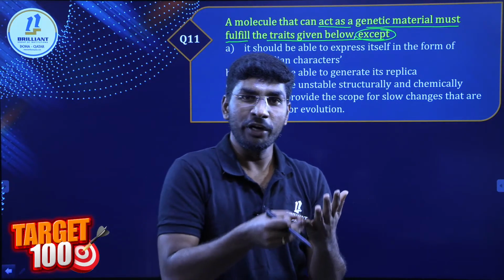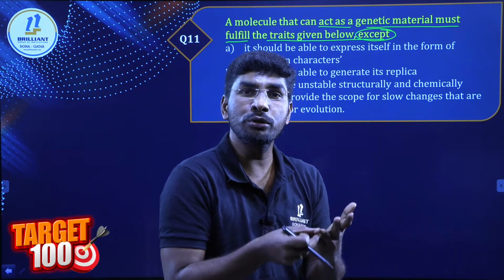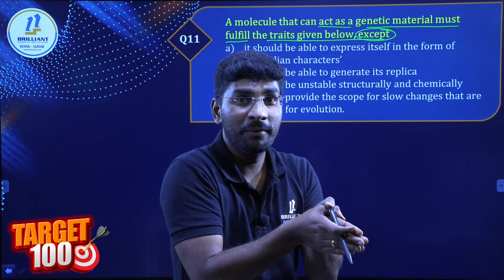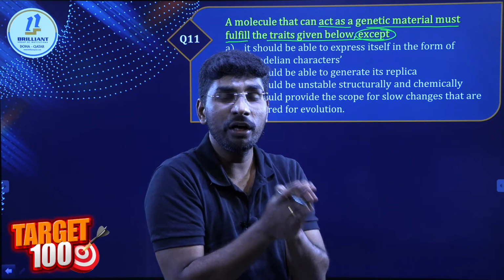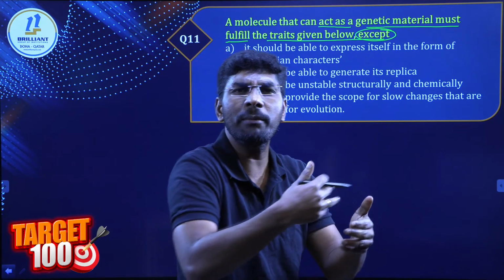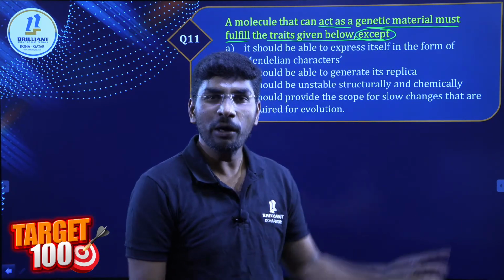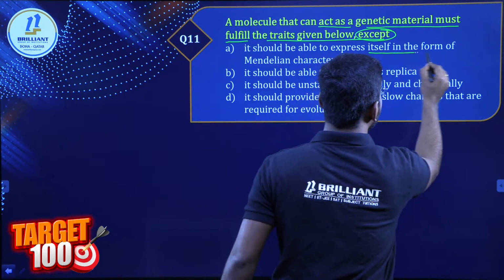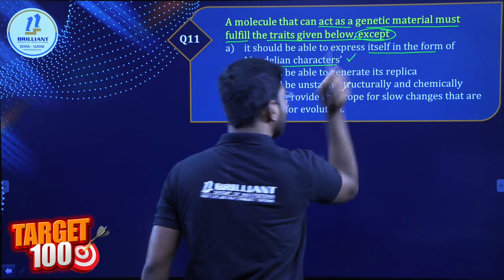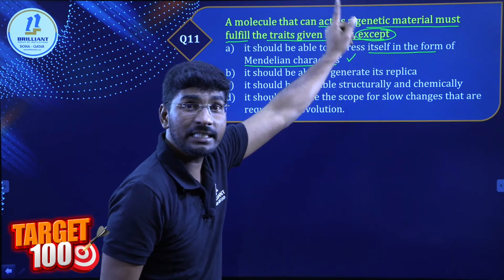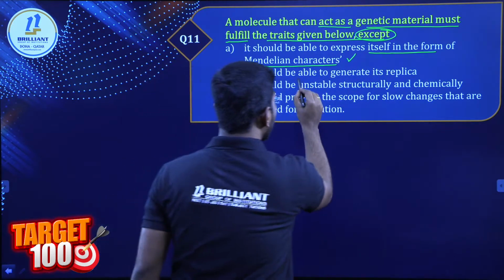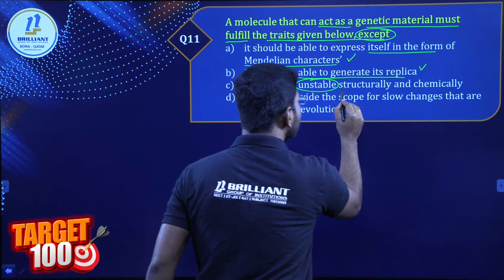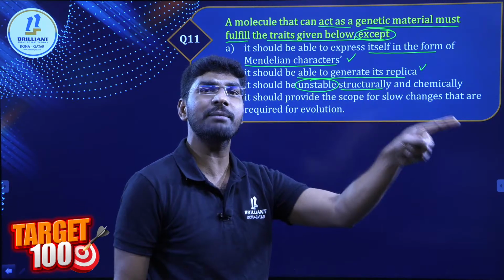What are they? It should undergo replication, it should undergo mutation, that mutation should be inherited, it should be constant, and number 4, it should be less reactive. It should express itself in the form of Mendelian characters. Now look carefully at what is given. It should be able to express itself in the form of Mendelian character. Absolutely correct. They are asking except. Number 2, it should be able to generate a replica. Yes, fine. It should be unstable structurally? No. It should be structurally stable.